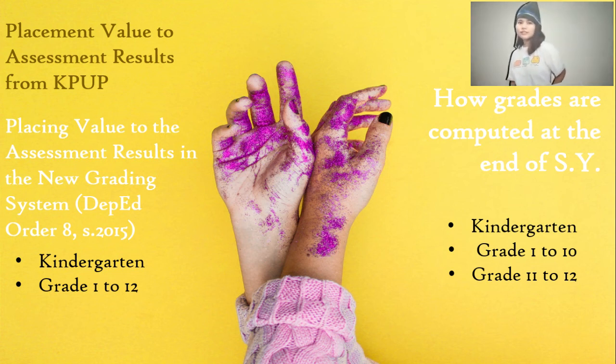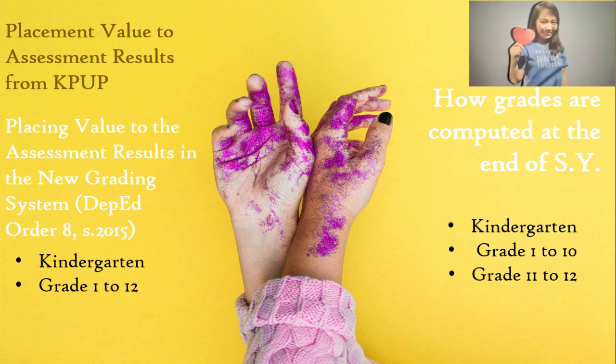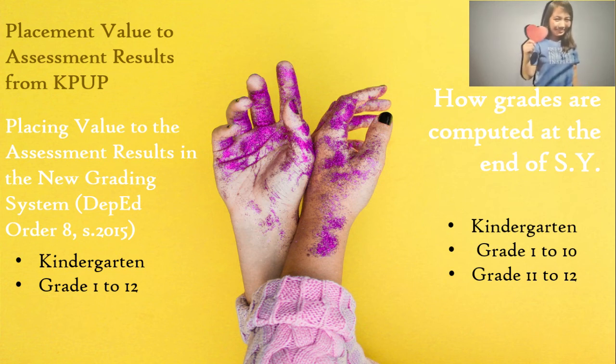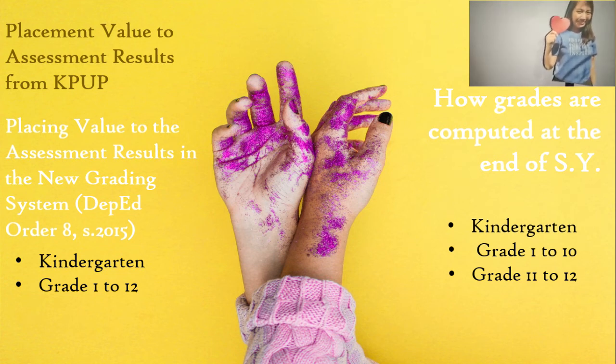Placing value to the assessment results in the new grading system, DepEd Order 8 series of 2015. While the K-POP is still utilized in the new grading system, it is important to know that DepEd Order 8 has modified the grading system as follows. Kindergarten use a checklist, anecdotal records, and portfolios instead of numerical grades which are based on kindergarten curriculum guide. In grade 1 to 12, the following guidelines should be followed.